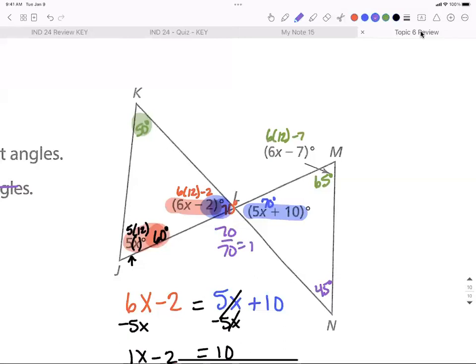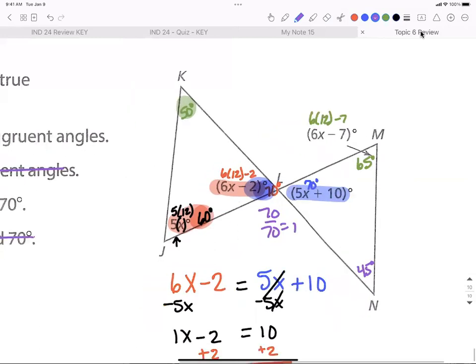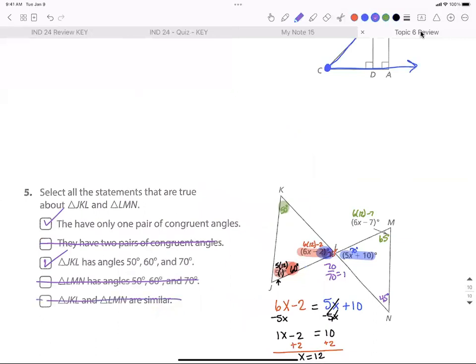If you put K over N, do you get 1? If you put M over J, do you get 1? If you put J over N, there's no combination that will give you a ratio, right? So, are they similar? No.